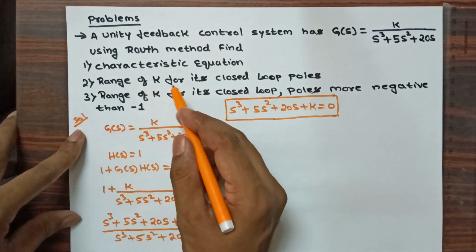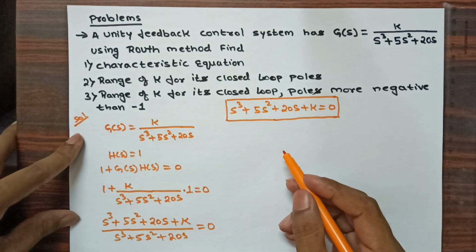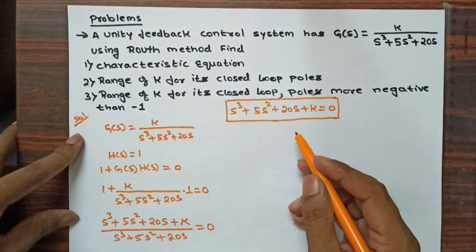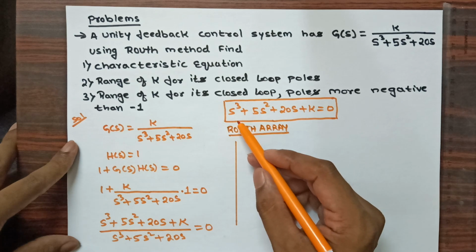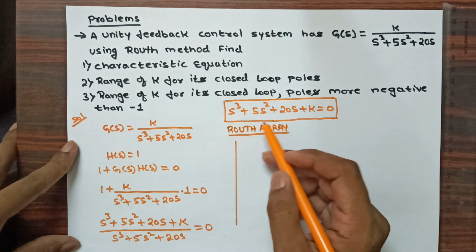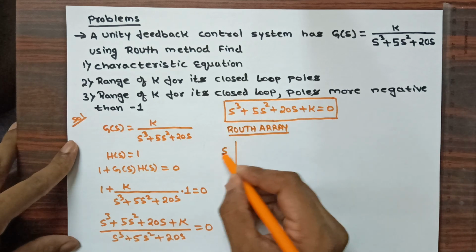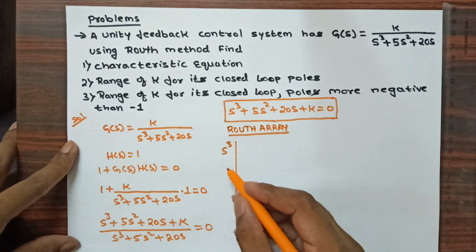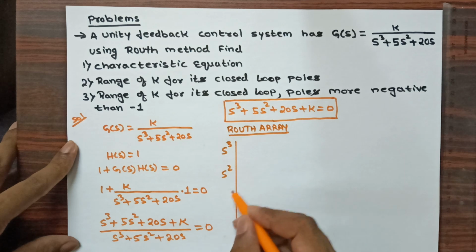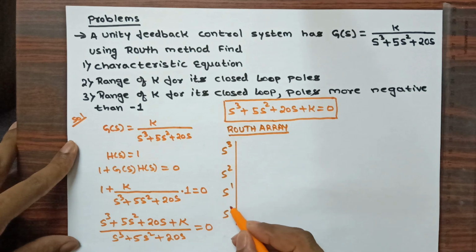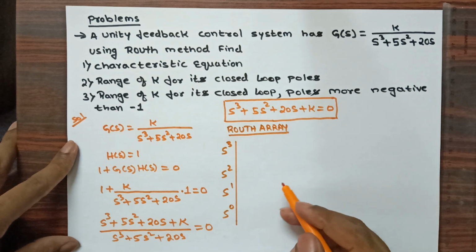Now next we are going to find the range of K for this closed loop poles, that is the characteristic equation. For that we need to form an array. To form an array, we need to consider the highest power from the characteristic equation, and in this the highest power is s^3. I will write that highest power s^3 first, then the other s powers in decrementing order, that is s^2, s^1, and then s^0.